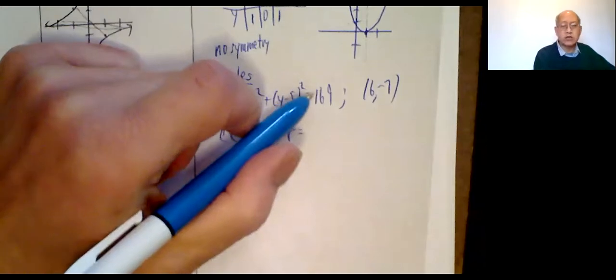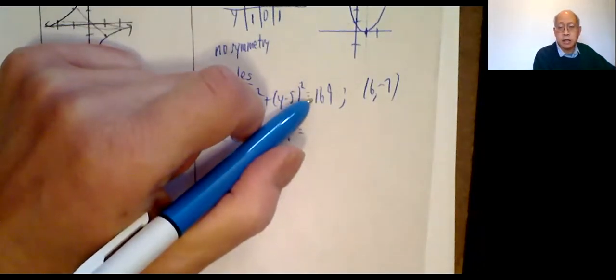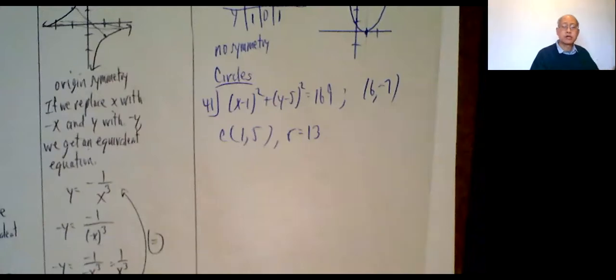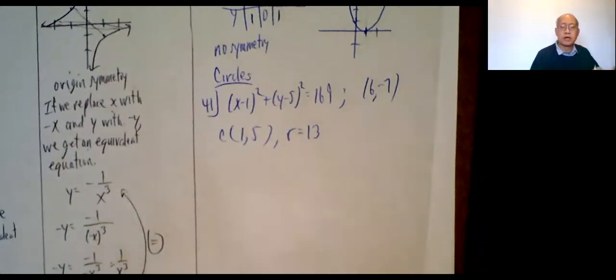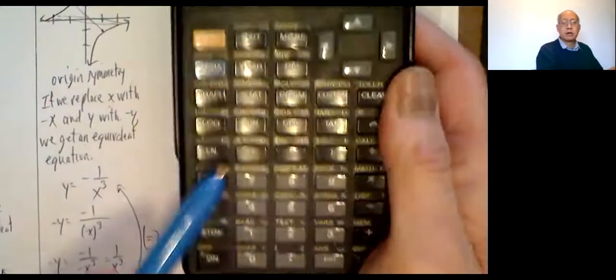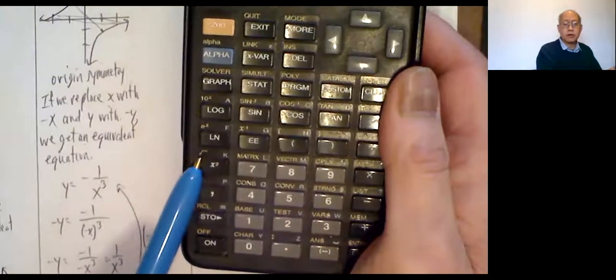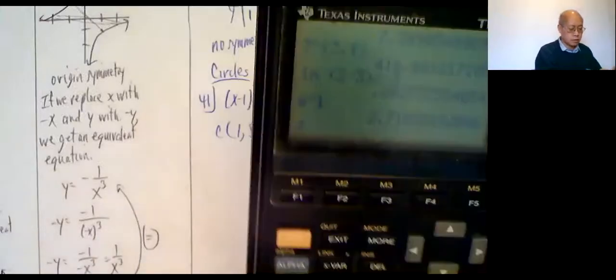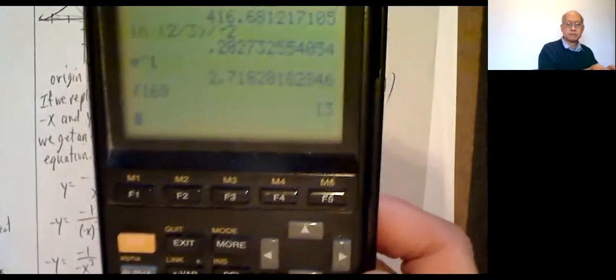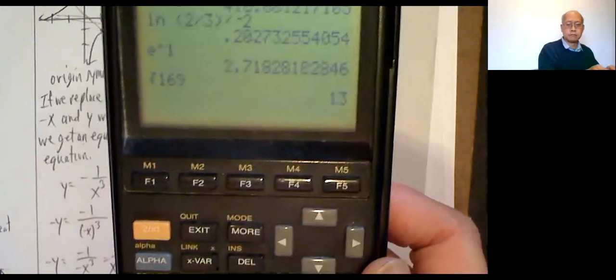The radius is the square root of 169. The square root of 169 turns out to be 13. Okay. So the center of this circle is 1, 5. The radius is 13. Okay, on my calculator quickly, the square root button is over here on my calculator. 169, square root of 169, 13.